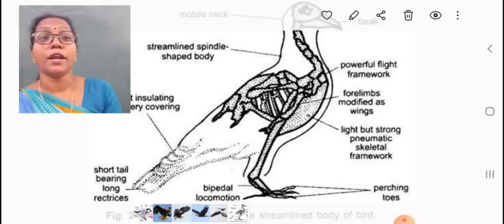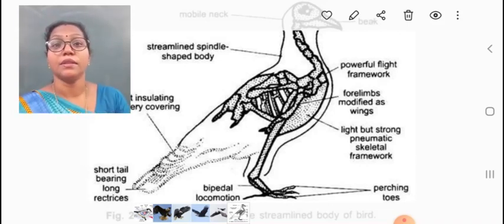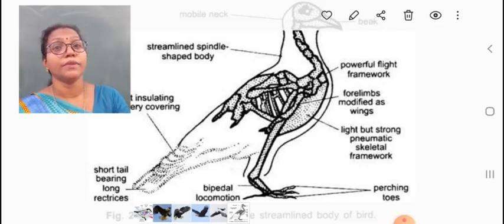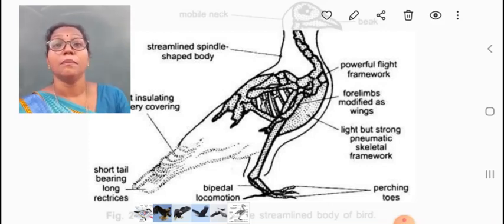Forelimbs are modified into wings. The front legs of a bird's body are changed into wings. The light but strong pneumatic skeletal framework: there are porous bones that make the bird's body light.